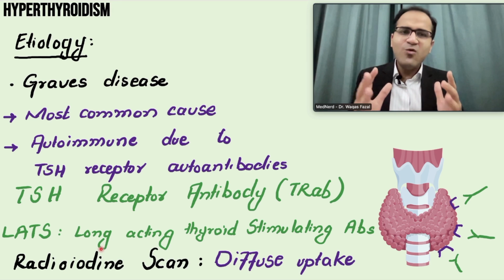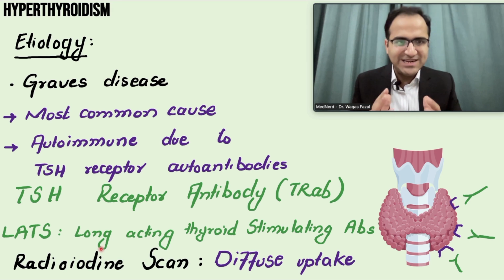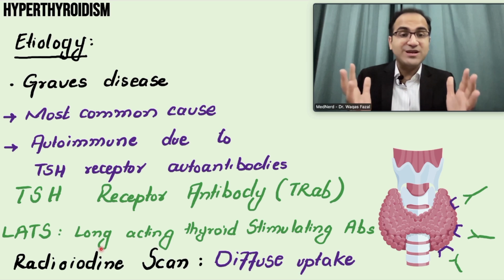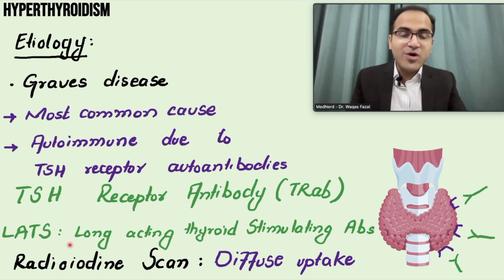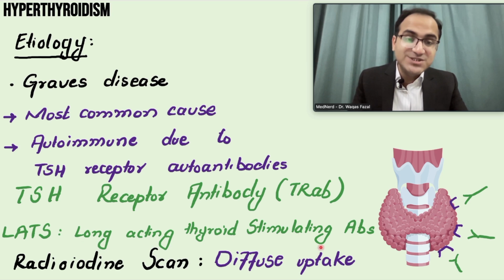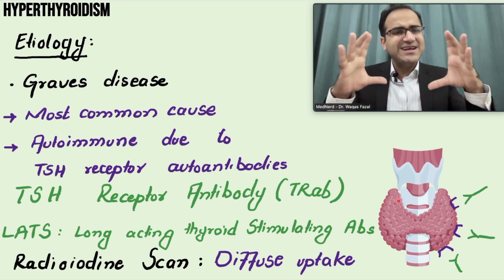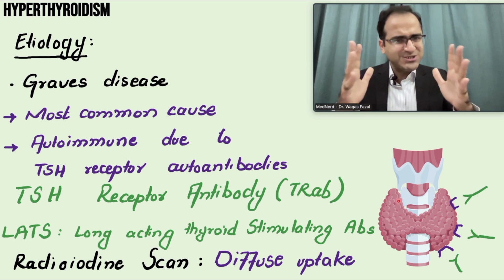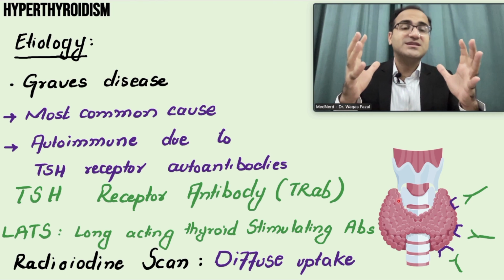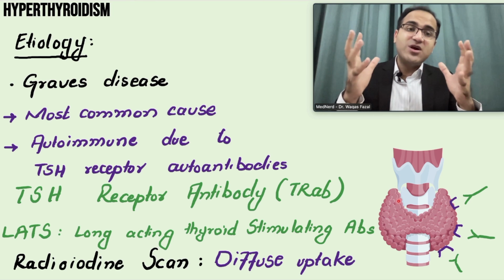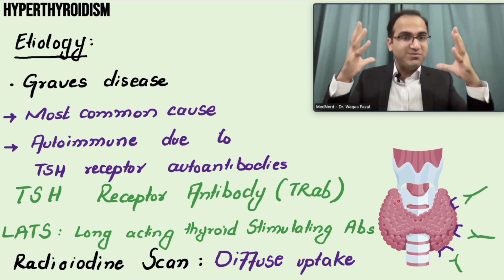Now, when you have a patient with hyperthyroidism, a test that you perform in these patients is called a radioactive iodine scan. When you perform a radioactive iodine scan in a patient with Graves' disease, what you see is that there is diffuse uptake of radioactive iodine by the thyroid gland, because the whole thyroid gland is hyperactive, hyperstimulated, and it will take up radioactive iodine and light up the picture.